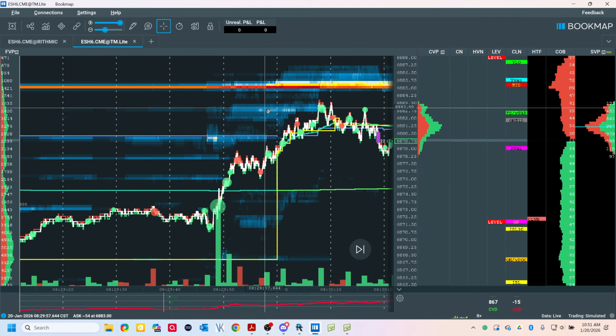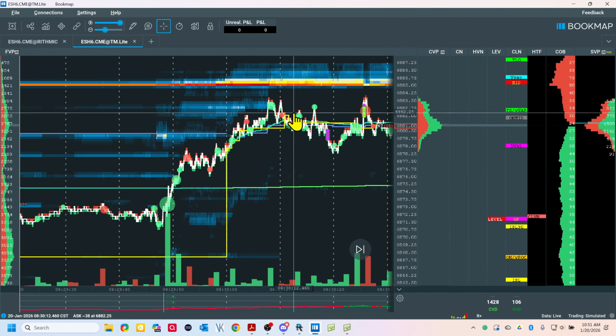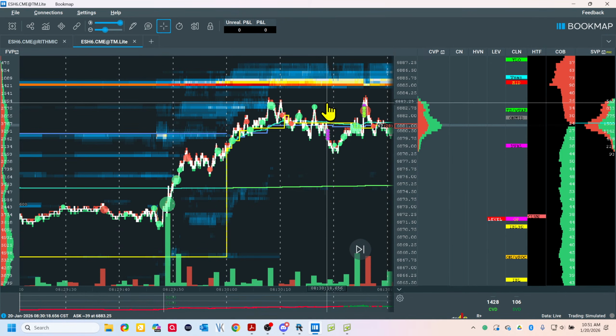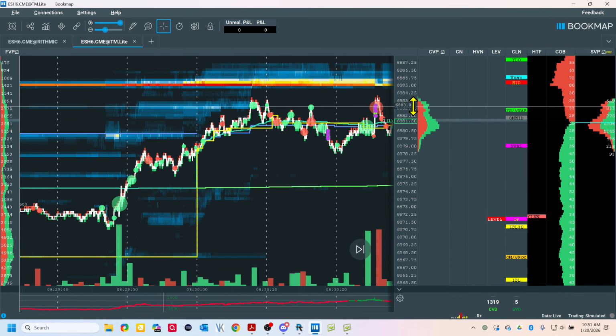So let's try to see if we can find a short here. So I'm looking for the short. I don't know. Now let's look. My first suggestion of a short is right here. Now, it doesn't mean get short. It's a suggestion. Overnight bid. This is called VPOC. Sorry.